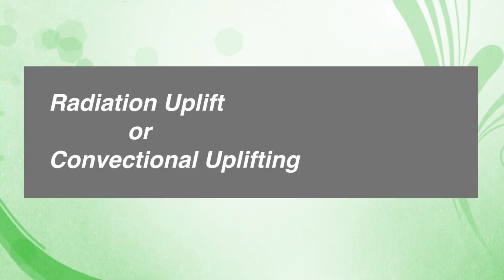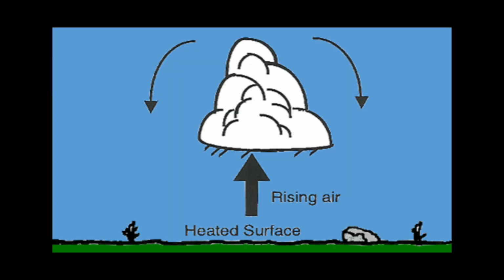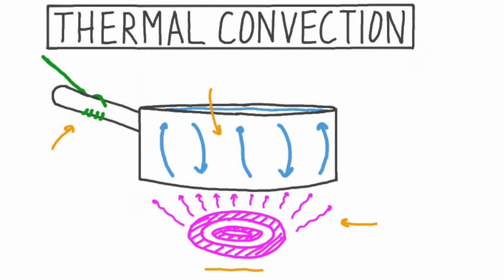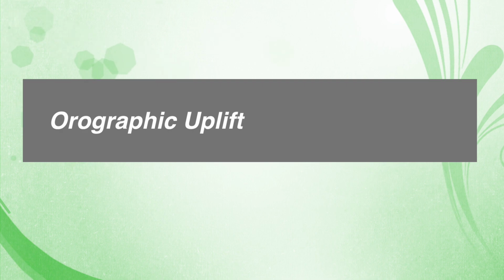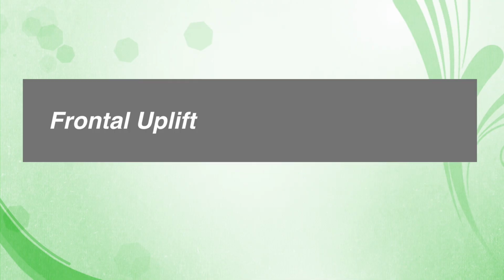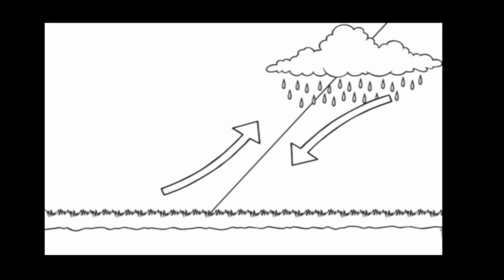It is thus evident from the above discussion that there are three ways in which moist air is forced to move upward and cools according to the adiabatic rates. First, radiation uplift or convection uplift due to heating of the ground surface. The air being heated expands and rises upward in the form of convection currents. The mechanism is known as thermal convection. Second, orographic uplift: forced ascent of air over the orographic barrier because of its obstruction. And third, frontal uplift: forced uplift of the air associated with cyclonic activities.